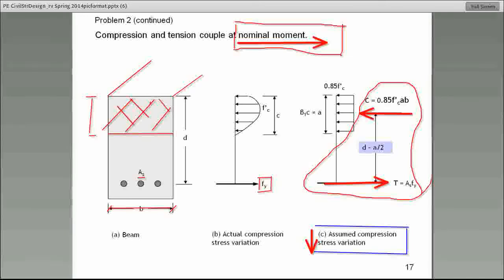Well, we just take one of the forces, because the forces are equal. You take the magnitude of one and multiply by the distance between the two. The distance between the two forces in this case is d minus a over 2. A over 2, that A is the depth of the stress block. D is important because I'm going to explain to you what D is. D is this distance.